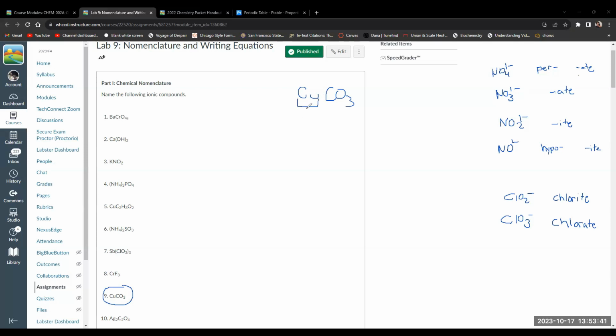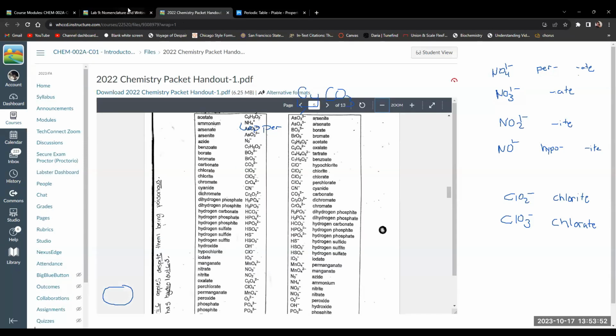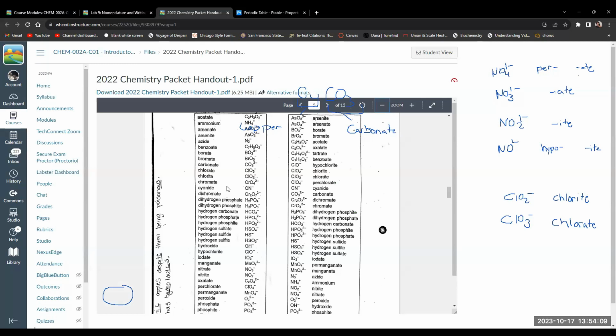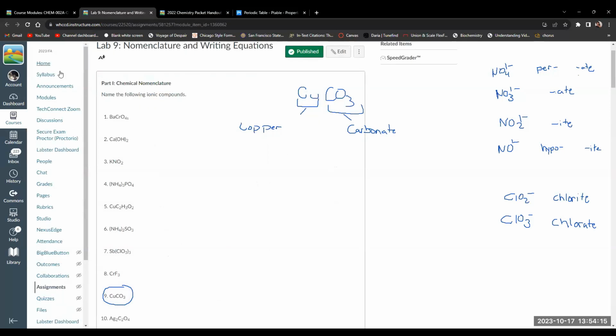So this is obviously copper. CO3 is carbonate. However, if we look at our polyatomic, we know that carbonate comes with a charge of 2 negative. So I'll write that down here. This is the charge of carbonate.